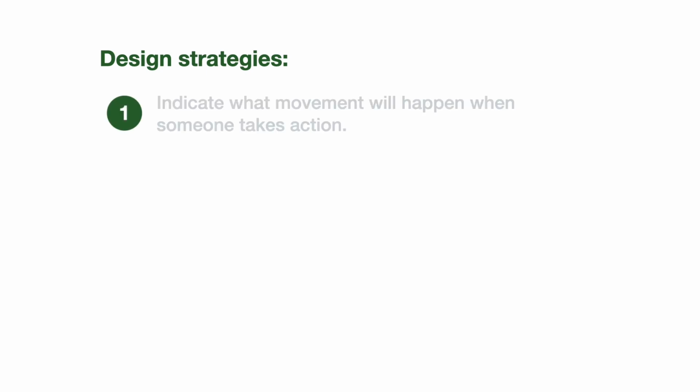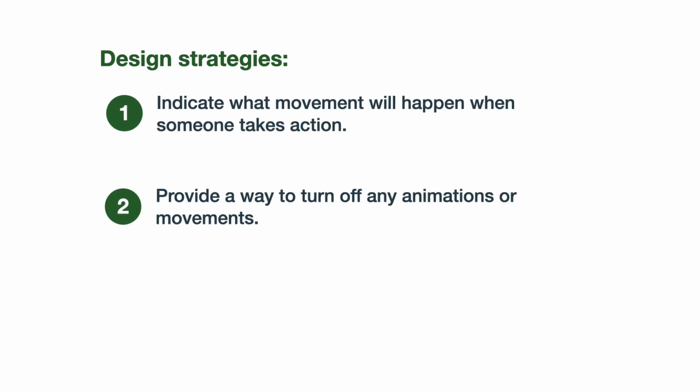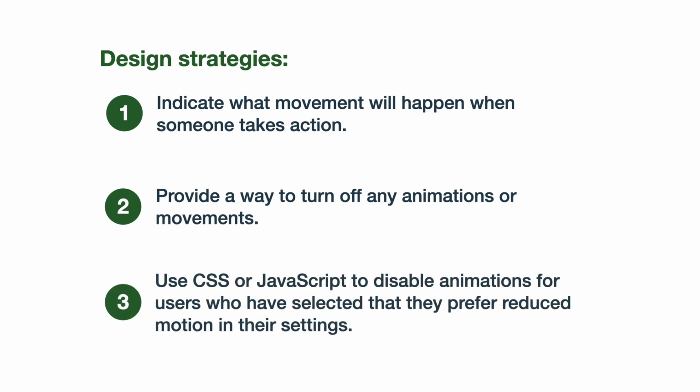There are easy design strategies you can use to create a safe and accessible website for your users. They are: indicate what movement will happen when someone takes action, provide a way to turn off any animations or movements, and use CSS or JavaScript to disable animations for users who have selected that they prefer reduced motion in their settings. Let's go over an example of each of these strategies.